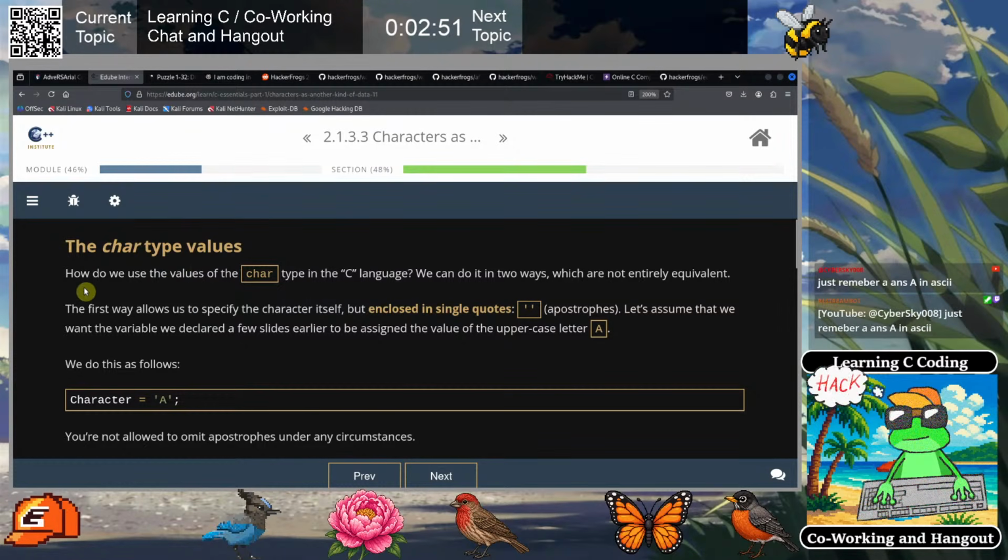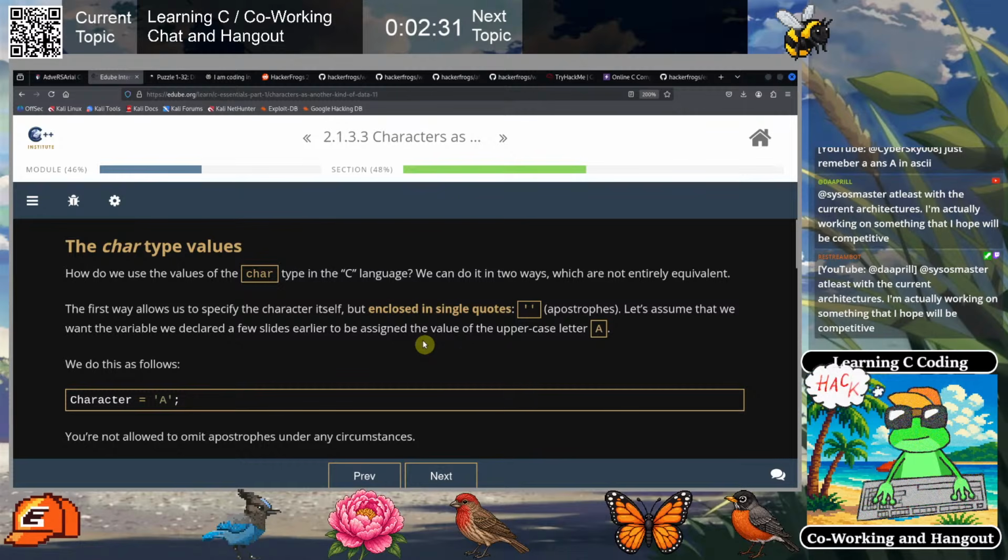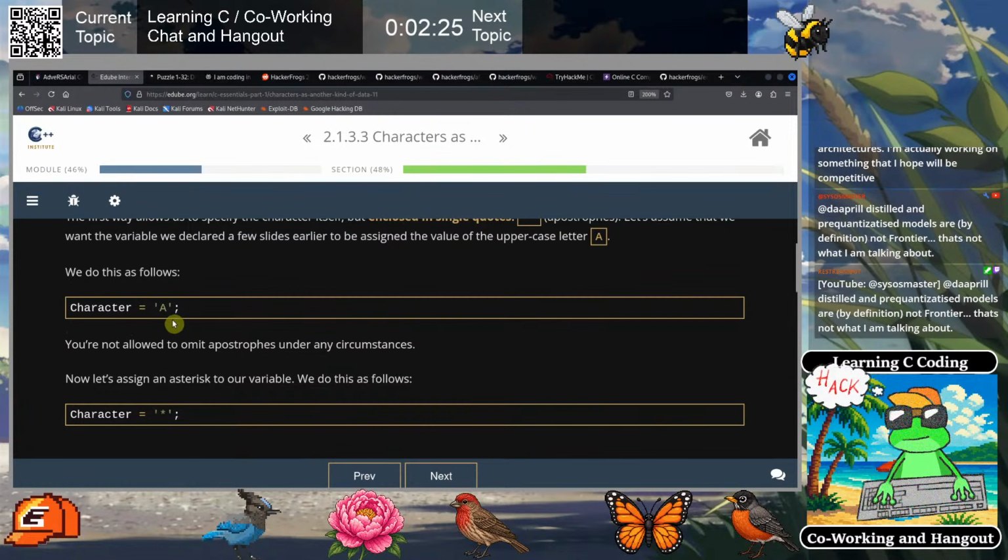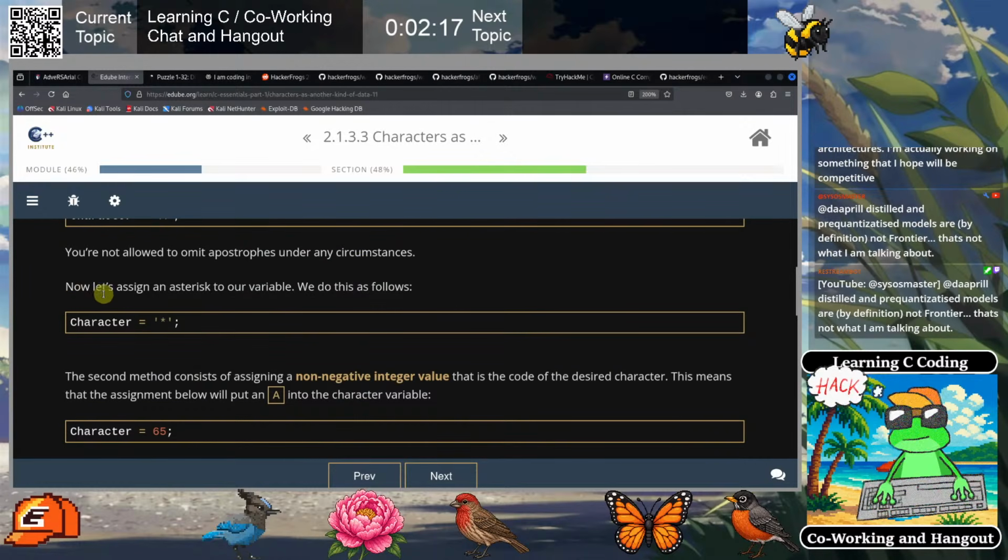So the char type values. How do we use the values of the char type in the C language? We can do it in two ways, which are not entirely equivalent. The first way allows us to specify the character itself, but enclosed in single quotes, so these apostrophes. Let's assume that we want the variable we declared a few slides earlier to be assigned the value of the uppercase A. We do this as follows: character equals uppercase A in single quotes. You are not allowed to omit apostrophes under any circumstances. Let's assign an asterisk to our variable. We do this as follows: character equals single quotes asterisk.